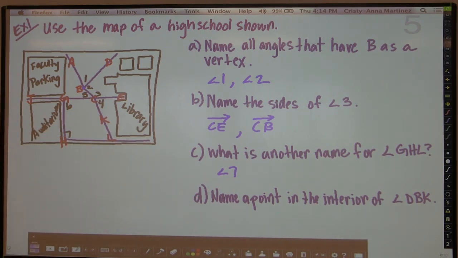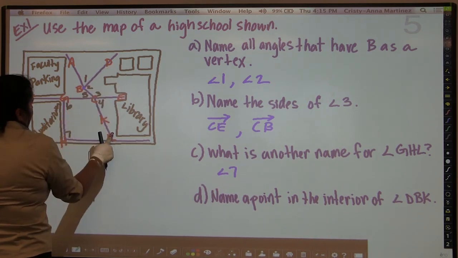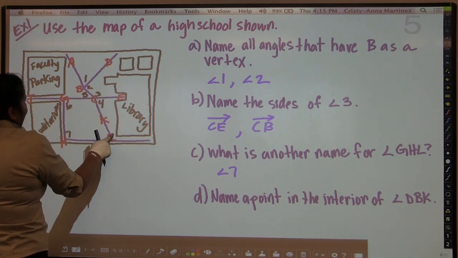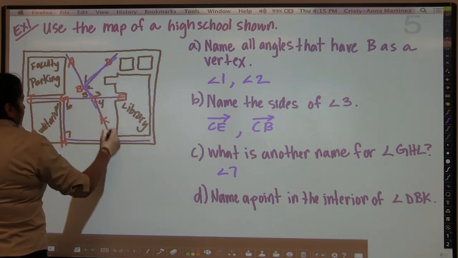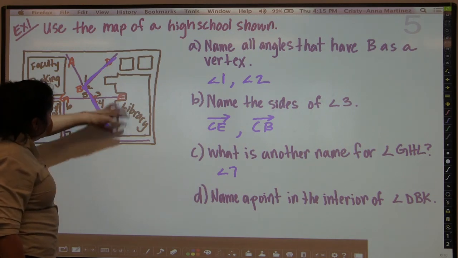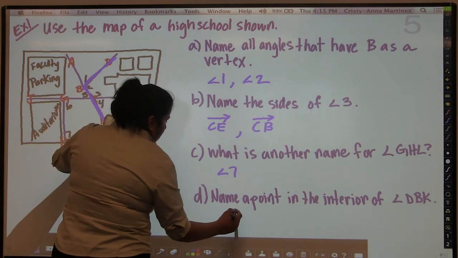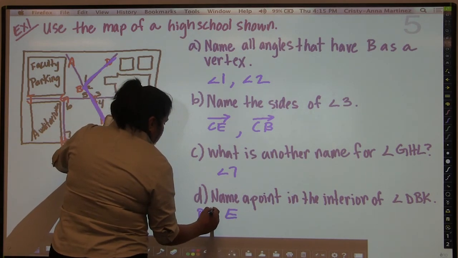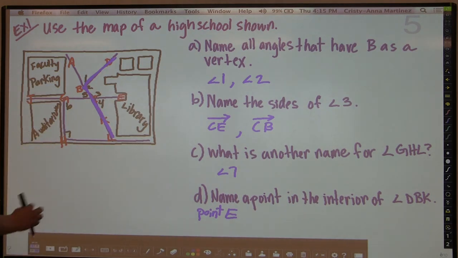And then the last one: name a point that is in the interior of angle DBK. So here's angle D, B, and K. Anything that's on this side, there's DBK right there. The only point that I see off to this side is E, so I don't think that you have very many options there. It would just be point E for that one.